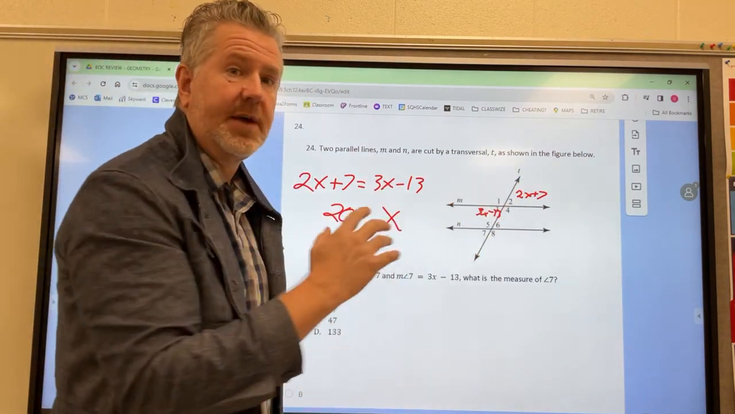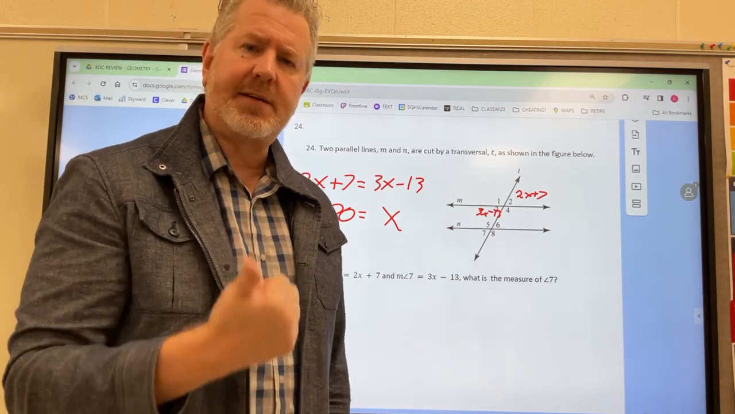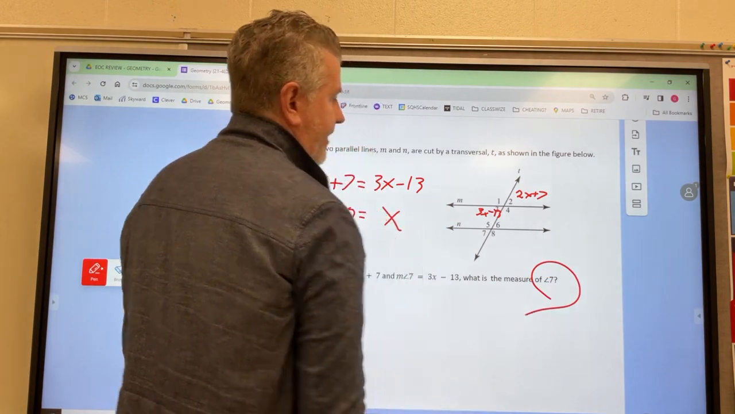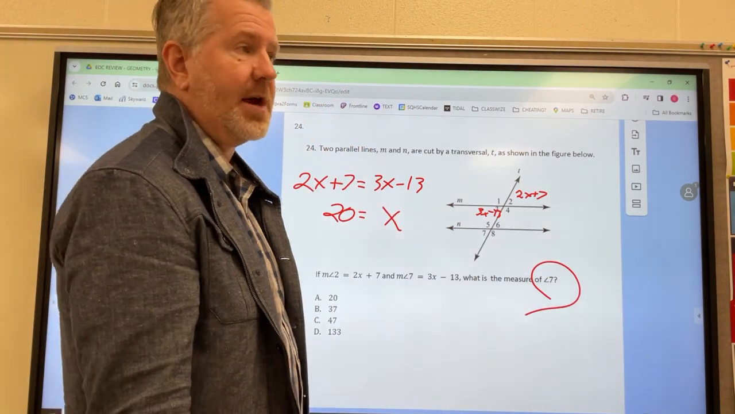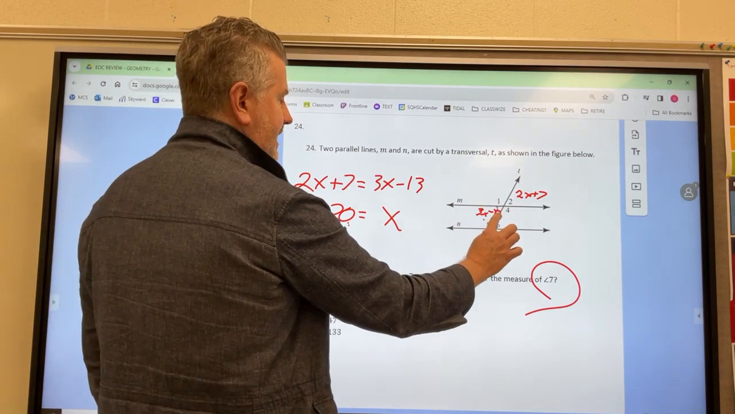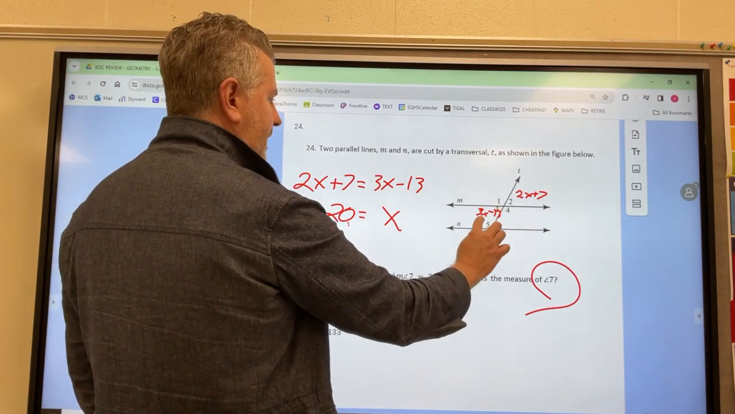But then let's ask ourselves, what does it ask? I haven't even looked. Does it ask for x, or does it ask for the measure of an angle? What is the measure of angle 7? Oh my gosh, it doesn't even ask for the measure of one of the angles we were working with. So we've got to plug our x back in. 60 minus 13 is 47.